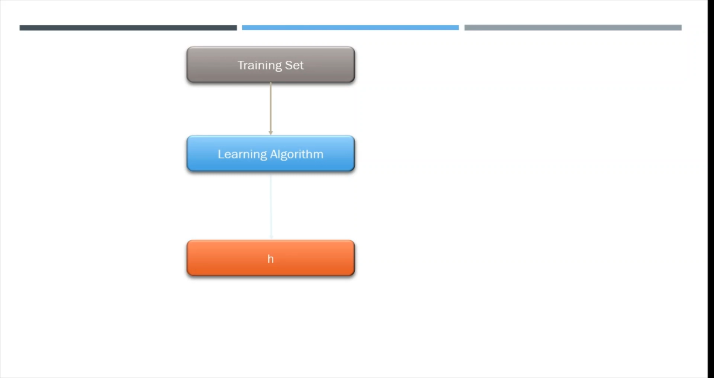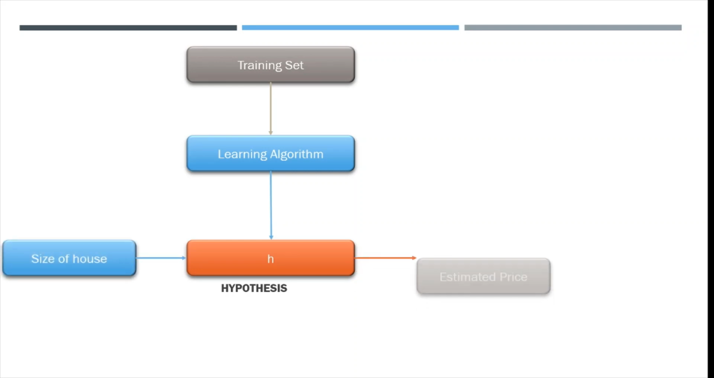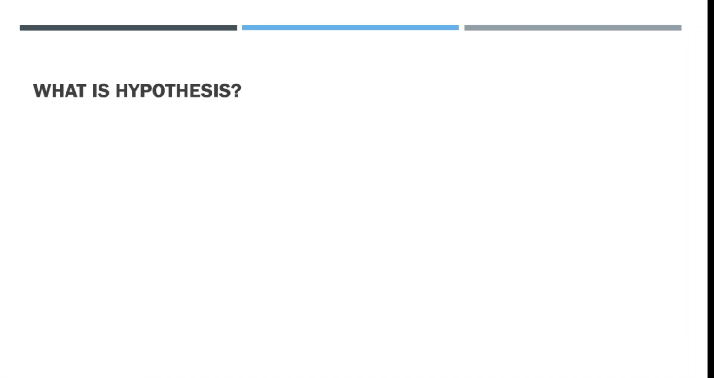So guys, we have our training set, and we pass the training set to some learning algorithm, and that learning algorithm gives us some hypothesis. Using this hypothesis, we can predict the estimated value of y for a certain value of x. In this example, consider x is the size of a house and y is the estimated price. So this is the basic intuition of linear regression.